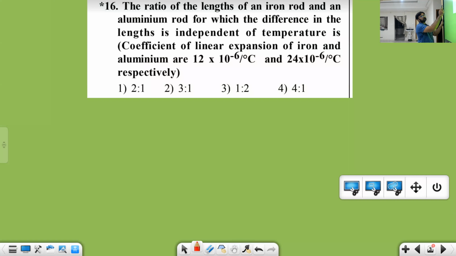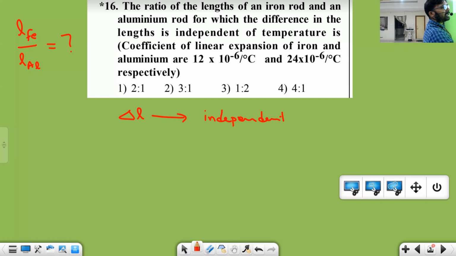Ratio of the lengths of an iron rod and an aluminum rod for which the difference in their length is independent of temperature. So for the iron rod and aluminum rod, they're asking the ratio of the lengths. And they told us the difference in length is independent of temperature. Delta L, the difference in length, does not depend on temperature difference.